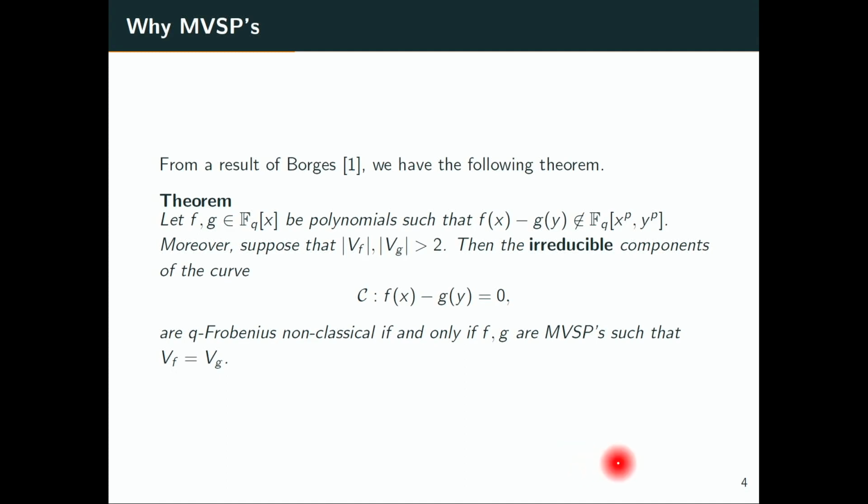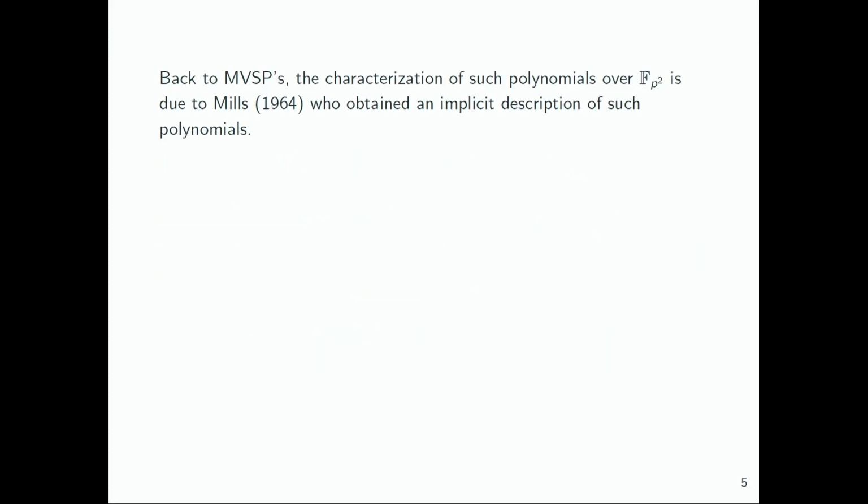And so we take f and g to be polynomials such that this separated polynomial is not in this subring, such that these two polynomials give the image set over Fq with cardinality at least 3. Then the irreducible components of this curve, f of x minus g of y, are Q Frobenius non-classical if and only if f and g are MVSPs with the same value set. Okay, so back to minimal value set polynomials.